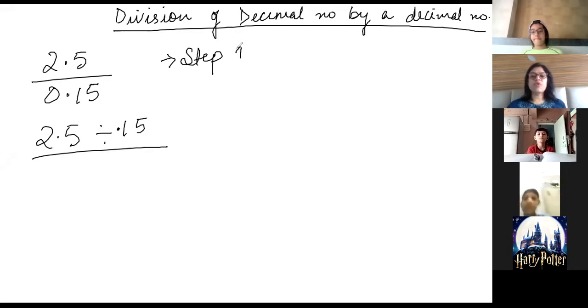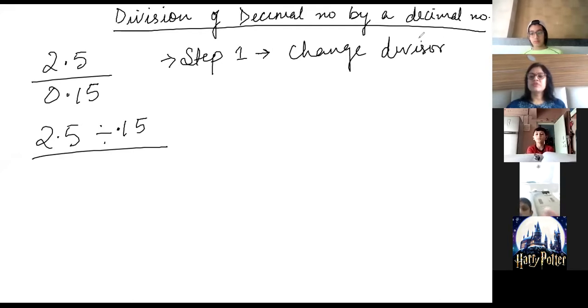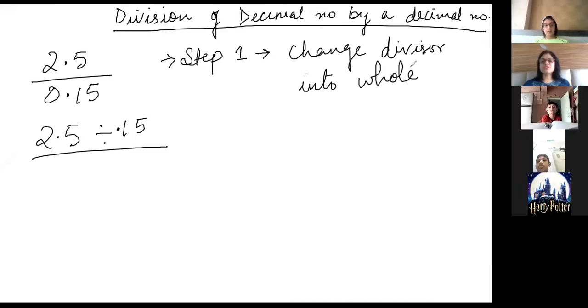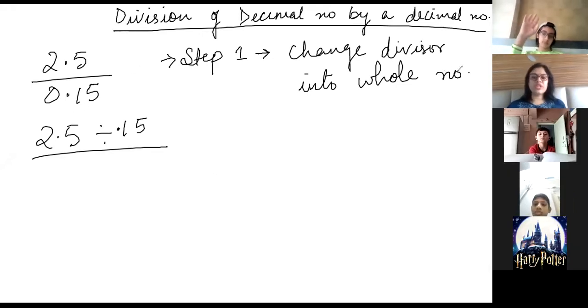So step 1 is your divisor cannot be decimal. So change divisor into whole number. Okay, so how will I change divisor into whole number? My first thing is because I cannot have a decimal divisor. Divisor is 0.15. Okay, so how can I change this divisor into whole number?